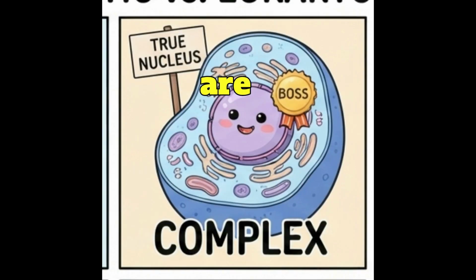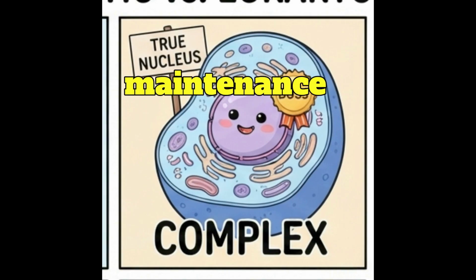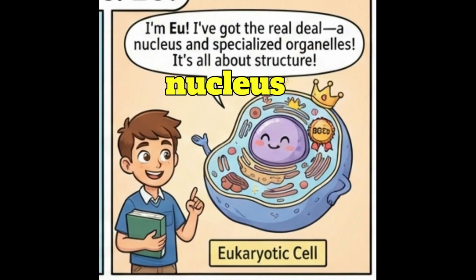Eukaryotic cells are larger, way more high-maintenance cells that feature a true nucleus to lock away their DNA and various membrane-bound organelles to handle chores. For example, plant, animal, fungi, and protist cells.